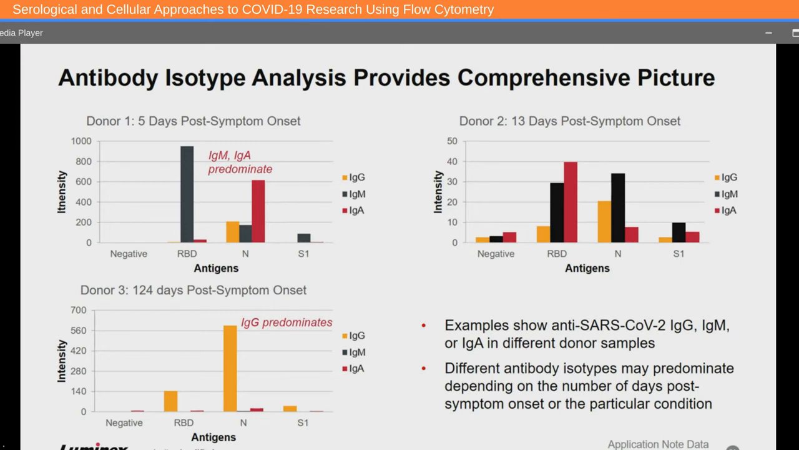Thus, depending on the age of the sample and status, different antibody isotypes could predominate and may be very important in drawing conclusions about sample sets.